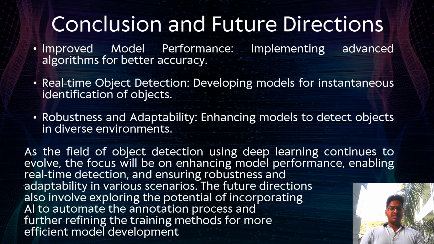As the field of object detection using deep learning continues to evolve, the focus will be on enhancing model performance, enabling real time detection, and ensuring robustness and adaptability in various scenarios. The future direction will also involve exploring the potential of incorporating AI to automate the annotation process and further refining the training models for most efficient model deployment.